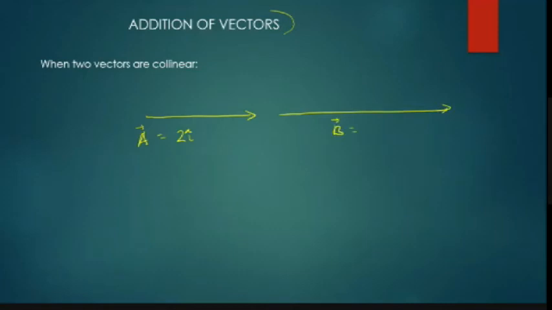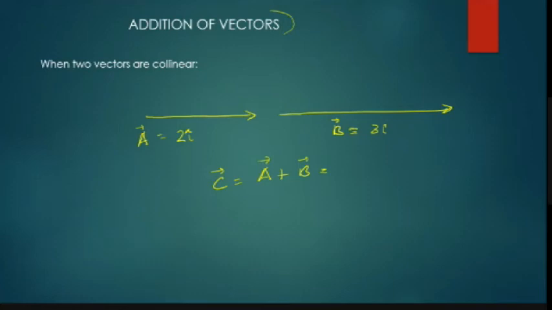Here this portion also we can divide into two parts. First case we'll take is when two vectors are collinear. So here I will take two vectors, A is equal to 2 i cap, B is equal to 3 i cap. See here, B I have drawn longer because its magnitude is more. So what I can say, vector C is equal to vector A plus vector B. See here, both are in the same direction.